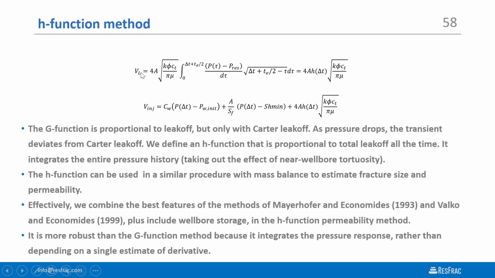So we can write here an expression for the cumulative volume of fluid leaked off. This particular equation is for since the beginning of injection, where we do a time convolution integral of the pressure measurements. We have to account for near wellbore tortuosity in this calculation. And then we can actually write this equation directly. And we define a function called the H function, and it's selectively named. It's like the G function in that it's proportional to volume of fluid leaked off, but it is proportional to volume of fluid leaked off considering any general history of pressure, unlike the G function, which assumes a constant pressure with time.